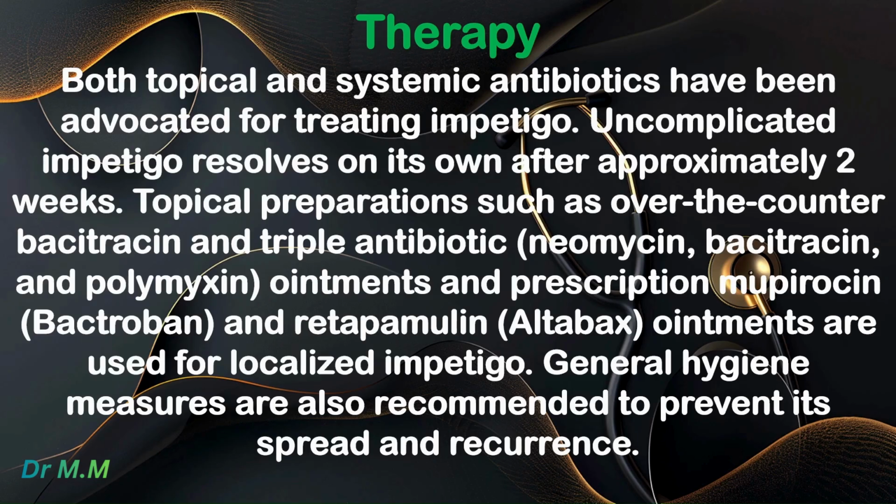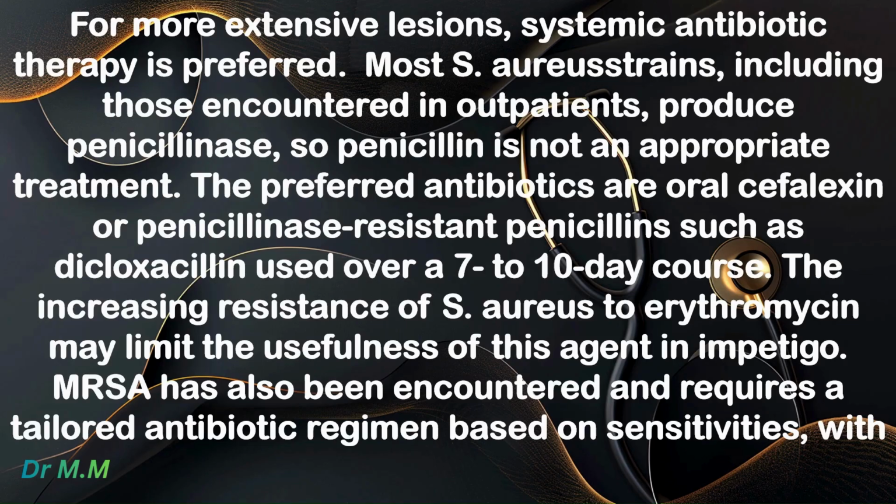General hygiene measures are also recommended to prevent its spread and recurrence. For more extensive lesions, systemic antibiotic therapy is preferred. Most S. aureus strains, including those encountered in outpatients, produce penicillinase, so penicillin is not an appropriate treatment. The preferred antibiotics are oral cephalexin or penicillinase-resistant penicillins such as dicloxacillin used over a 7 to 10 day course.